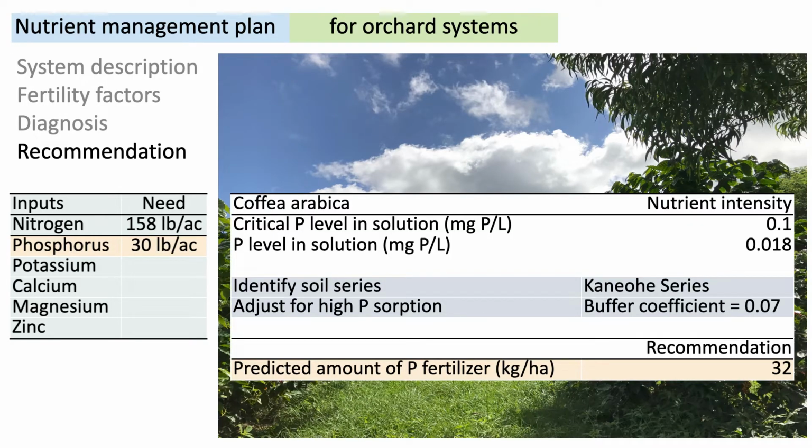Okay, for phosphorus, so I mentioned before, because of phosphorus sorption or phosphorus fixation, we care about the soil series. I mentioned this has a high fixation capacity. So basically we have a critical P level that the coffee tree must have. This was done by CTAR researchers, and then I need to make that up. And when I go through these calculations, then you have the predicted amount of phosphorus is about 30 pounds per acre.